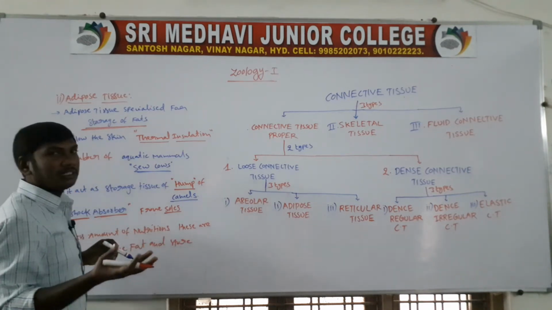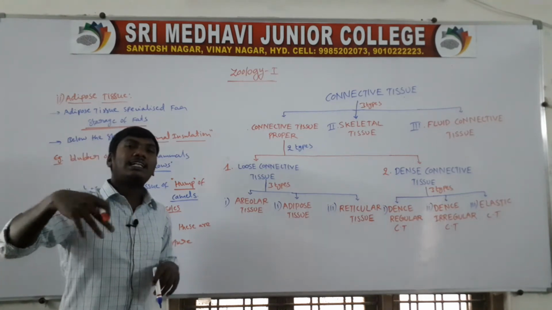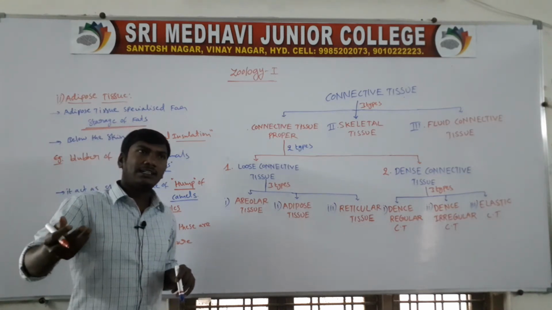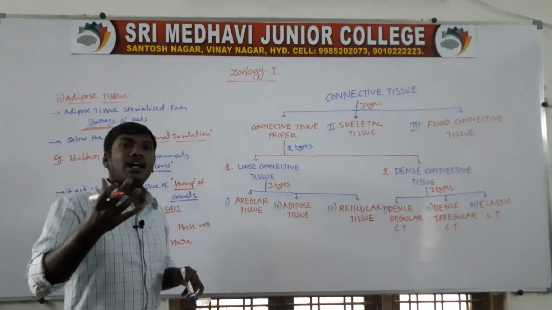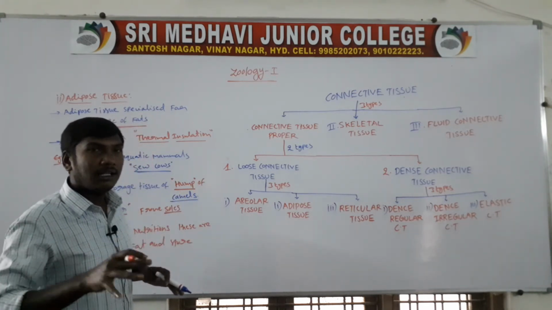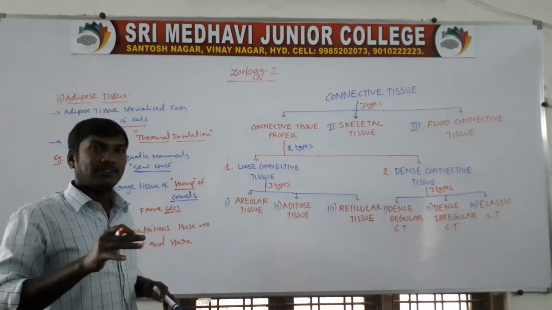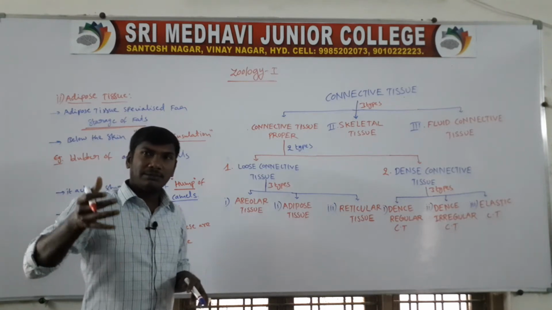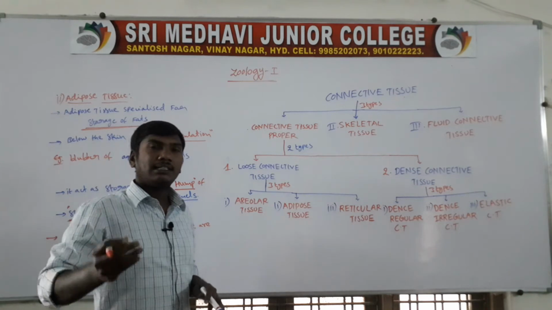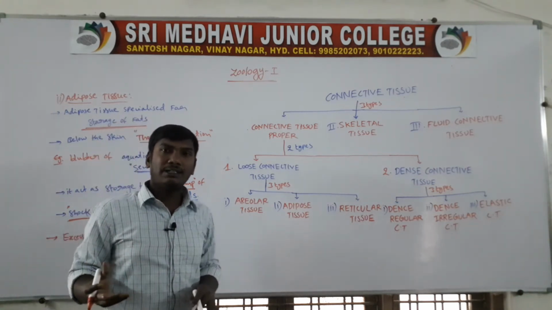Next one, these are present below the skin. They act as thermal insulation. Thermal insulation means they prevent the loss of heat. Examples are the blubber of aquatic animals like sea cows, and the hump of the camels, which act as storage tissue.